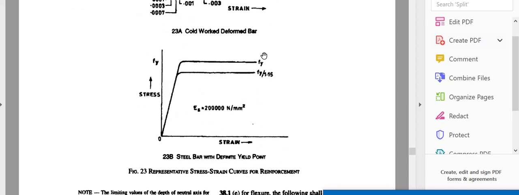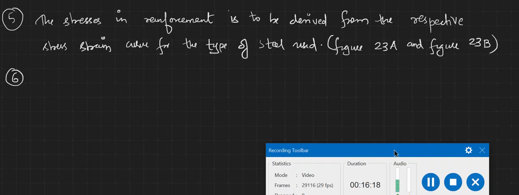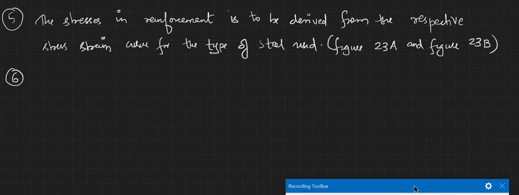Similarly, for mild steel bars, the lower yield point is taken as the yield stress, and dividing by a factor of 1.15 will give you the design stress for mild steel. You can see in figures 23A and 23B that the stresses in reinforcement are to be derived from the respective stress strain curve for the type of steel used. 23A gives you the curve for HYSD bars and 23B gives you the curve for mild steel.